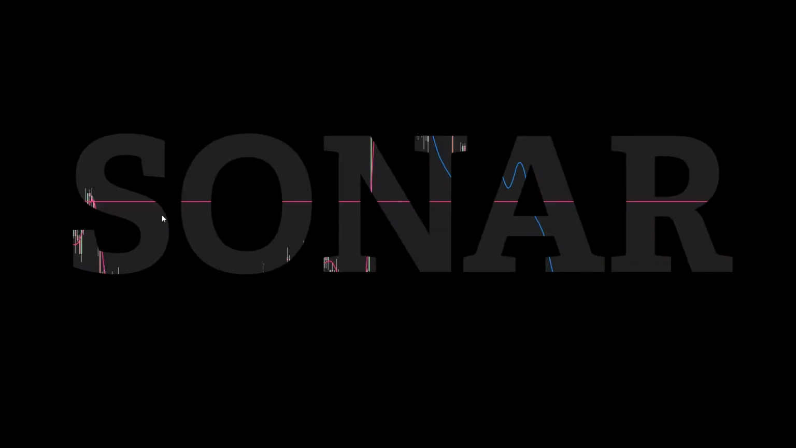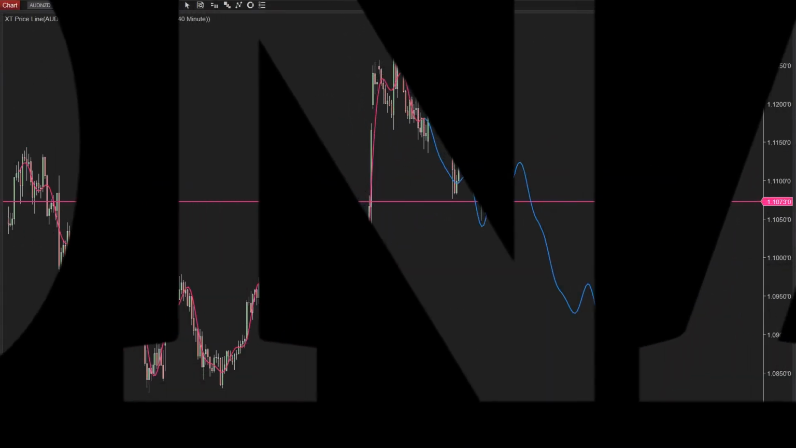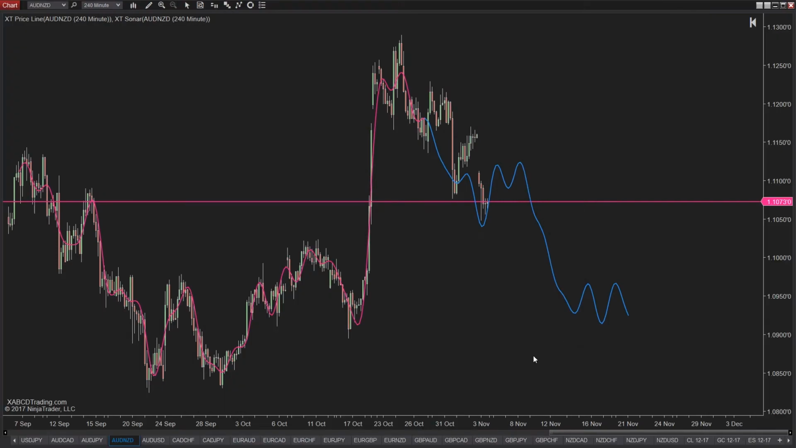So we've been getting a lot of questions about what is this squiggly line, how do you interpret it, why use it. We'll be talking about that today.